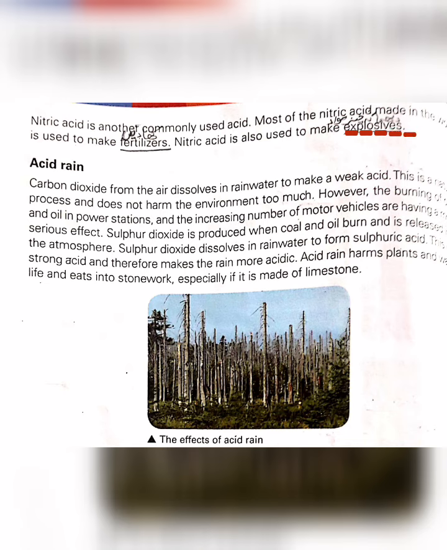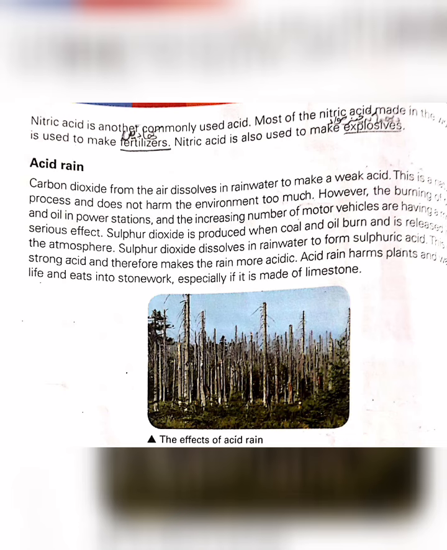For example, explosives. Now let's open page number 110 and have a look at acid rain. Acid rain is basically formed when carbon dioxide gas from the air dissolves in rainwater to make a weak acid. A normal amount of carbon dioxide does not harm our environment that much, but due to the burning of fossil fuels like oil in power stations and the increase in motor vehicles, they are causing a serious effect on our environment.